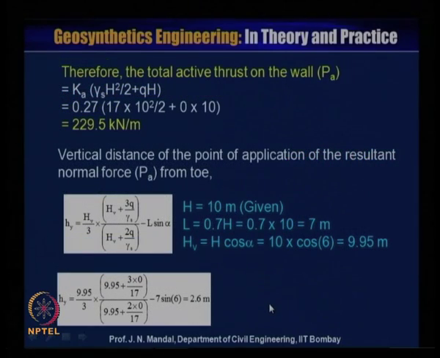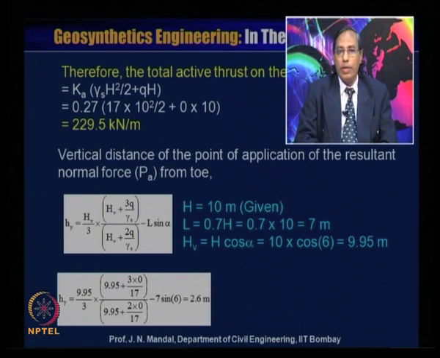Therefore, the total active thrust on the wall, PA, will be equal to K into gamma S into H square by 2 plus QH, that is due to surcharge. K you know is 0.27, gamma S is 17, H is equal to 10 meter, the height of the wall, so 10 square divided by 2, plus no surcharge we have considered, so Q is equal to 0 and H is equal to 10. So you can calculate the total active thrust on the wall, PA, is 229.5 kilonewton per meter.